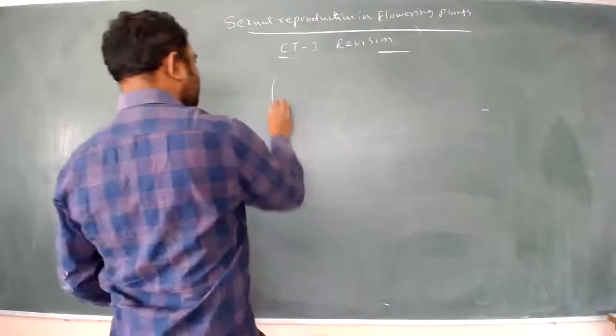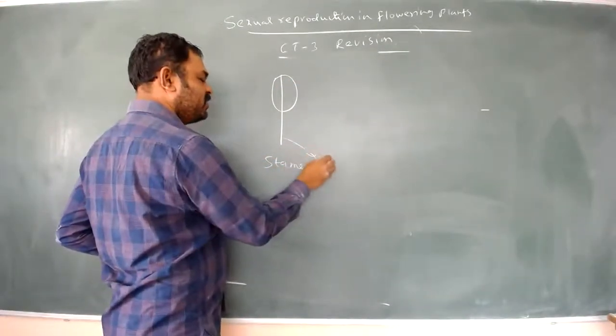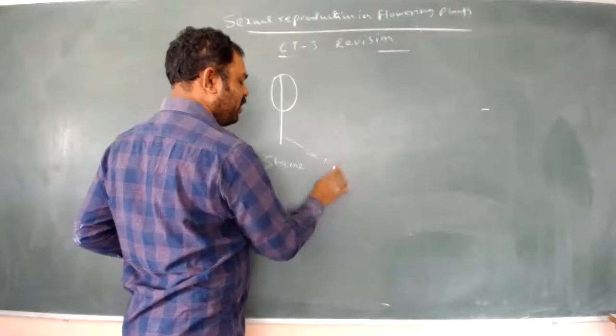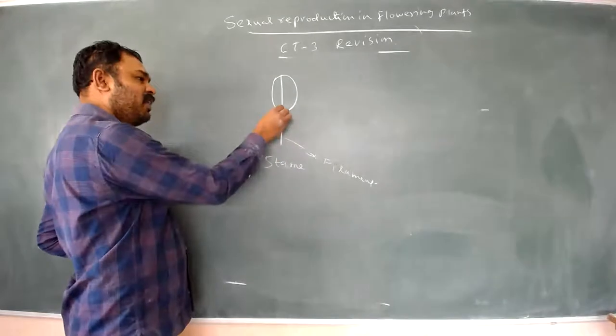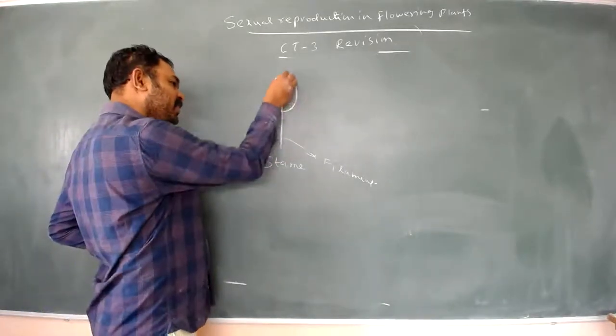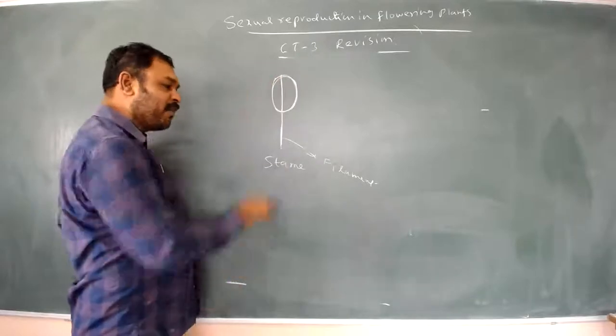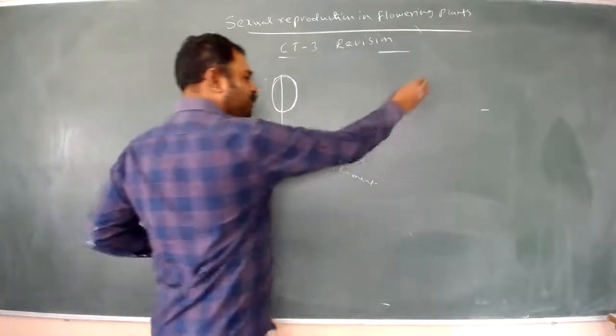You see, this is a stamen. In the stamen, this is a filament. This is the proximal end, and this is the distal end. The distal end of the filament, where is it attached? It is attached to the anther. But the proximal end, where is it attached?